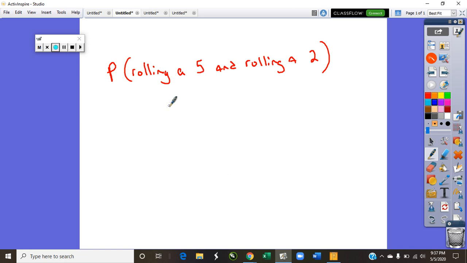How many possible outcomes are there on this first die? There's 6, and how many 5s are there? 1. How many possible outcomes are on the second one? 6, because it's a 6-sided number cube. And how many 2s are there? There's just 1. I'm going to take those and multiply them. 1 times 1 is 1. 6 times 6 is 36. I would have a 1 in 36 chance of rolling a 5 and then a 2. Does that make sense? Let's hope so.